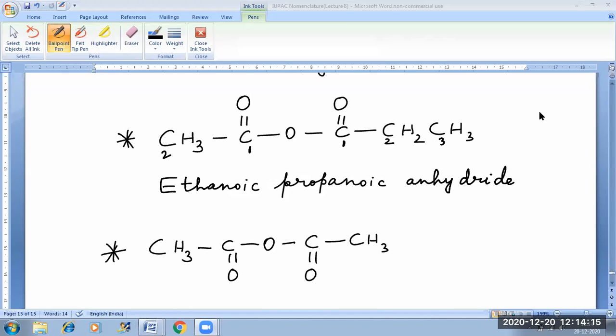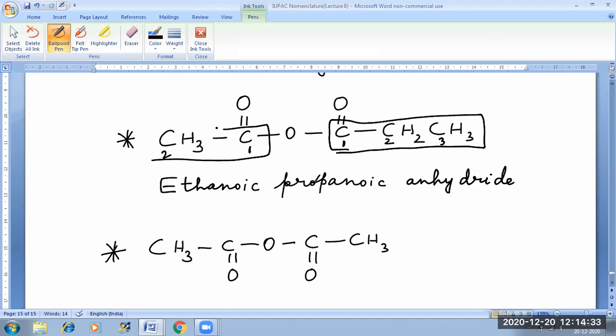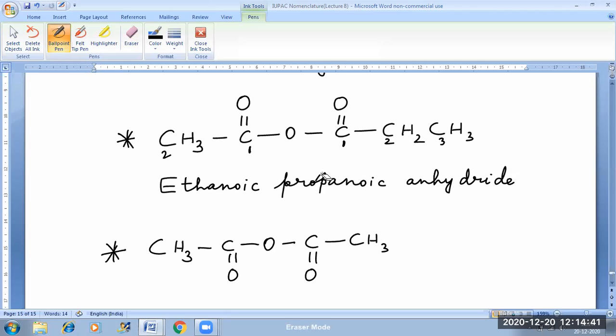There is no substituent attached here, so we cannot write 2-methyl or 2-ethyl of that sort. There is no substituent. This is one single part, and this is the other part. So ethanoic, propanoic, anhydride.